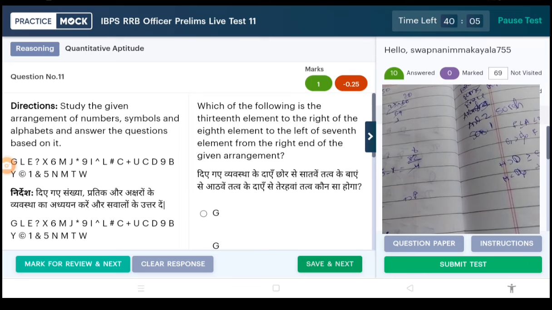Next, which of the following is the 13th element to the right of 7th element from right end? 1, 2, 3, 4, 5, 6, 7. 8th element from left. 1, 2, 3, 4, 5, 6, 7, 8. 13th element to the right. 6, 7, 8, 9, 10, 11, 12, 13, T.